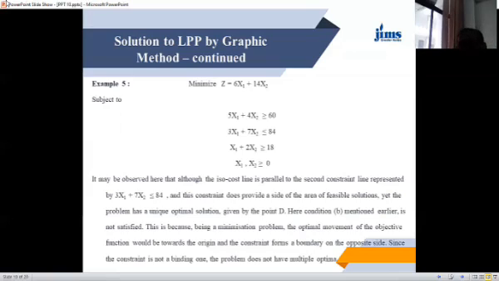Now you all know how to draw a graph, so I will not spend much time here. I will explain only the first equation, 5x1 plus 4x2 greater than or equal to 60. Say x1 is equal to 0, then x2 is equal to 15, so (0, 15) is one point. When we put x2 equal to 0, x1 becomes 12, so (12, 0) is another point, and it is greater than or equal to 0.